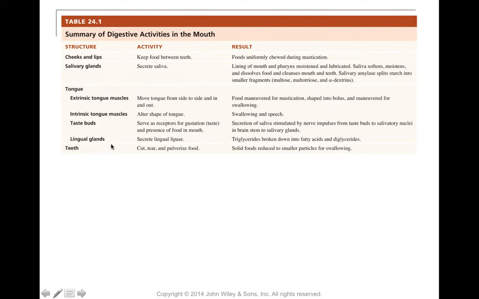And then lingual glands, which are going to secrete lipase. Lipase is going to be one of the very first digestive enzymes to start breaking down the fats. So lipase breaks down lipids. Anytime you see "ase," it breaks it down, with "lip" being lipids. So we're going to be taking triglycerides and breaking them down into fatty acids and diglycerides.